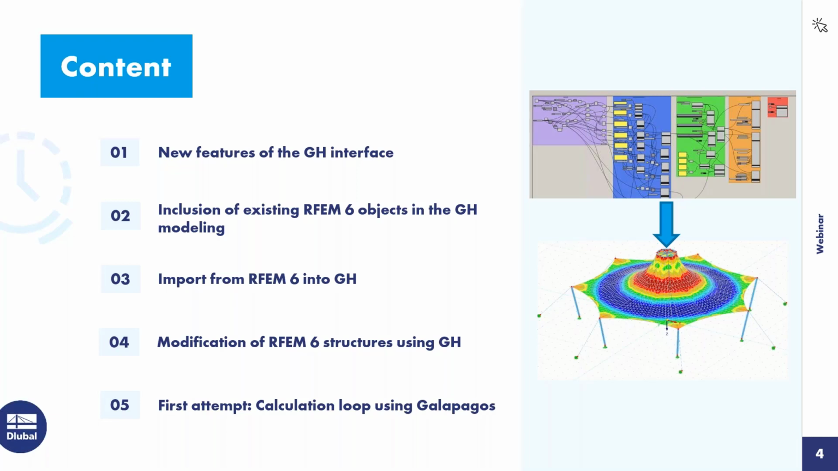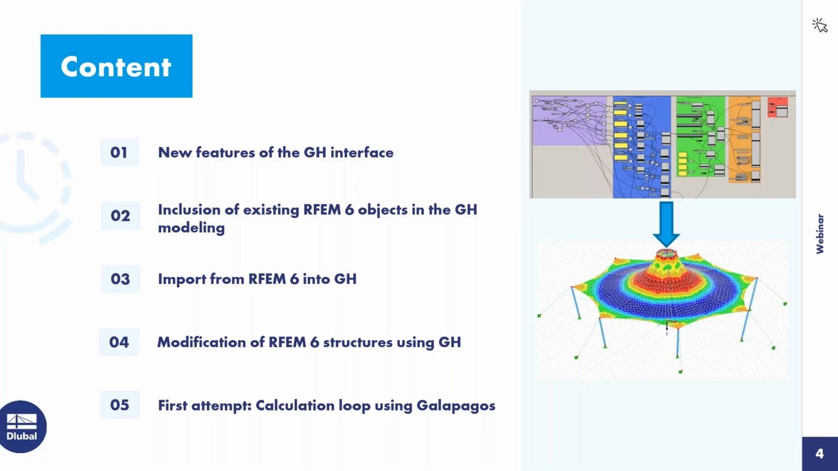I would like to start again with an update of the latest implementations since the last webinar in mid-February. Then I would like to show you that you can also use existing types in RFEM when you export from Grasshopper to RFEM.